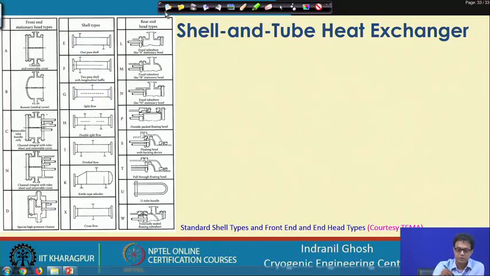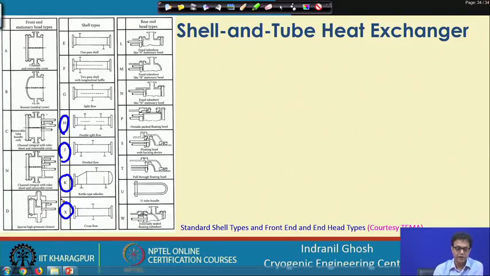Like that. Similarly, we have double speed, the divided flow, the kettle type, and the cross flow. So, instead of naming them individually as double speed flow or divided flow, we use these letters H, J, K, X. These are the types of shells which are in use.